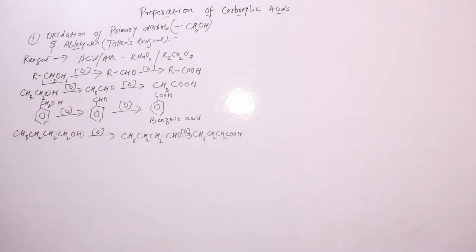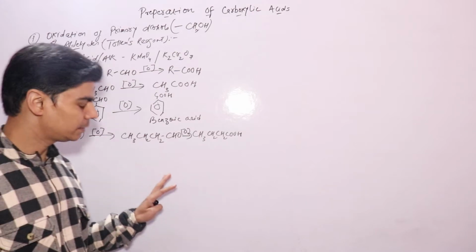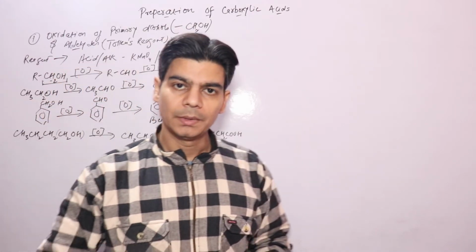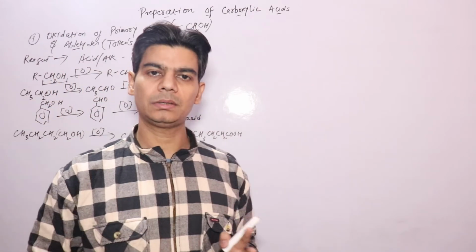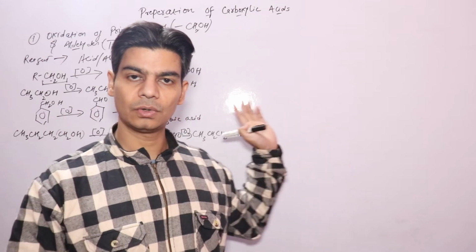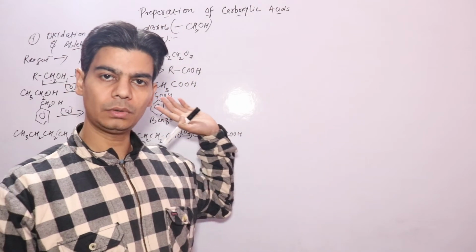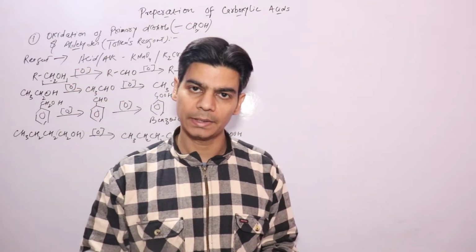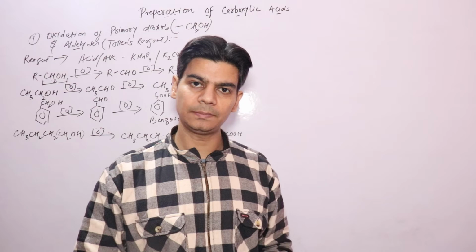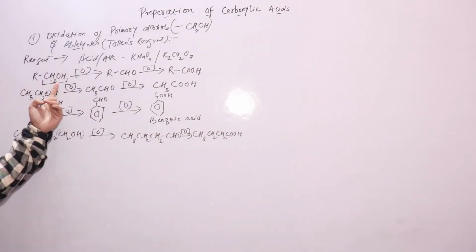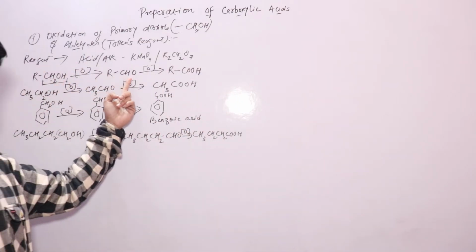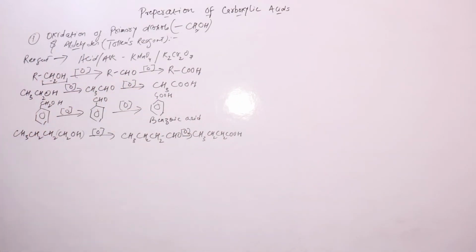I hope this is clear. You just have to remember the reagent, which is KMnO4 or potassium dichromate in this case. And remember what is oxidation: what is getting oxidized is CH2OH, and then your CHO is getting oxidized.